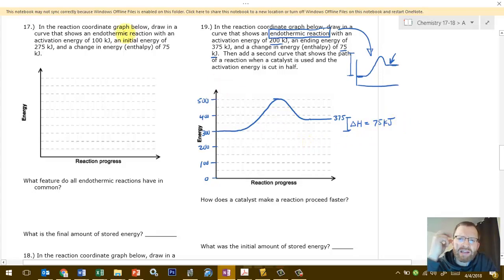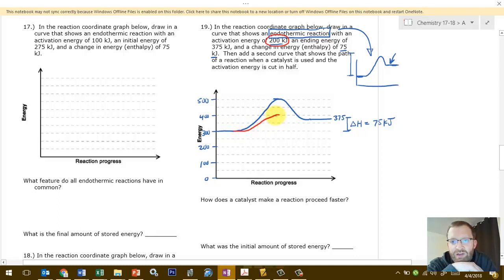Now, it says also to add a second curve. Now, I'm going to switch colors. You can do the same, or you can use a dashed line. Add a second curve that shows the path of a reaction when a catalyst is used and the activation energy is cut in half. Now, the activation energy was 200 before. We're going to cut that in half and make the activation energy only 100. So instead of going from 300 all the way up to 500, we're going to go from 300 up to just 400. So right about here, and then still end up at the same point because the reaction's delta H value does not change when we use a catalyst.